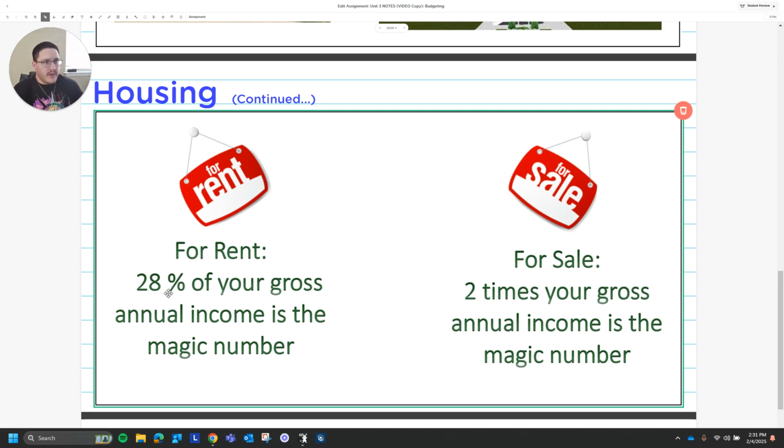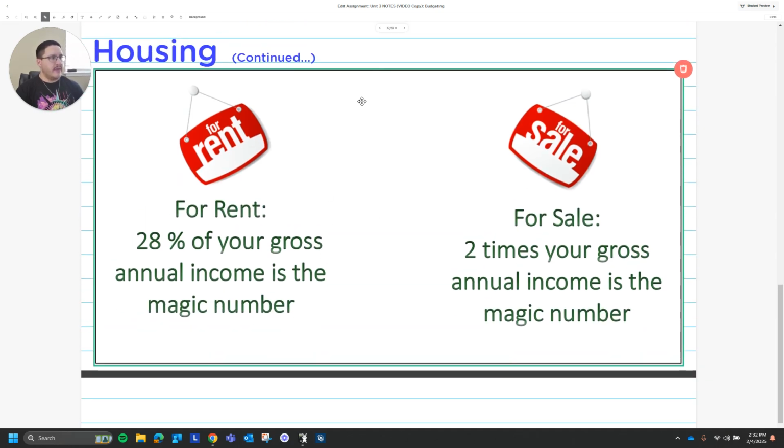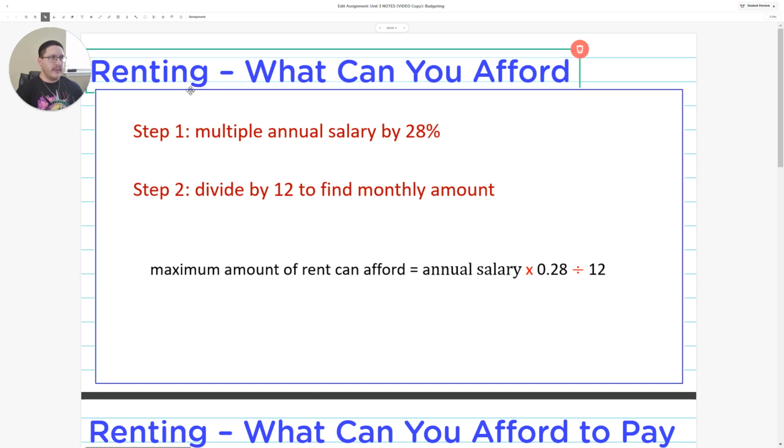So for renting, you typically want to look at 28% of your gross annual income to safely rent an apartment. And to buy something for sale, 2 times your gross annual income. Again, these are magic numbers that can allow you to do these things comfortably. Again, rules of thumb, but that doesn't mean you should follow them all the time. They're just there to help you determine whether to move forward or not. We're going to look specifically at renting in this next example.